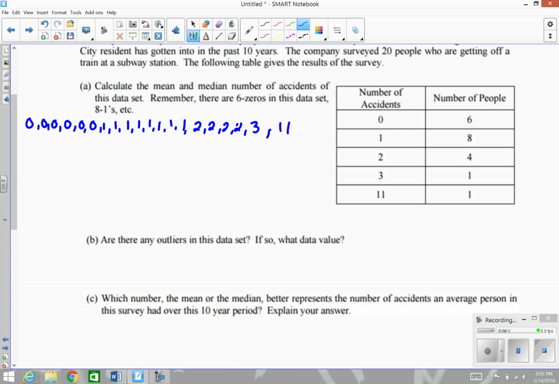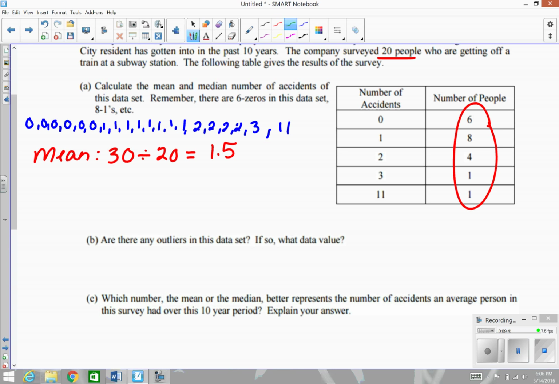Okay, so the first thing we can do is calculate the mean. When we add all of these up, you should get 30. And then we divide by the number of values, which they told us was 20, or you can add this up and see that it is indeed 20. And what we get as our average is 1.5 accidents.